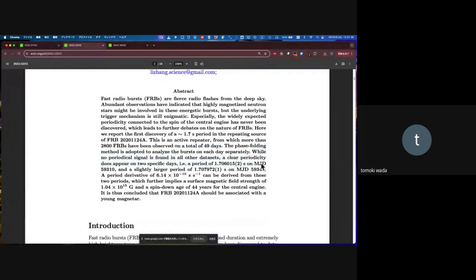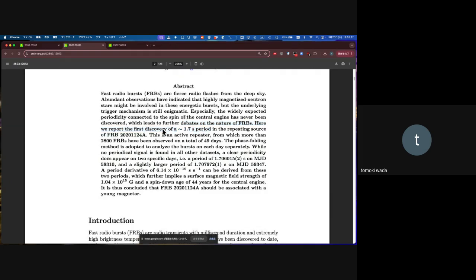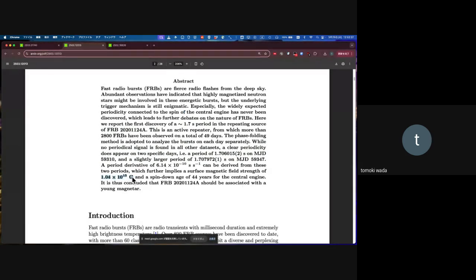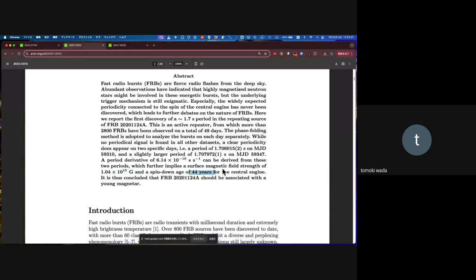Here the question is that in the observation for 49 days, they find this periodicity in just 2 days, and in other parts they cannot find any periodicity like this. This is a question for these detections. Using the observed period and period time derivative, they calculate spin-down luminosity and magnetic field. They find that the magnetic field is 10 to 15 Gauss and the age is 44 years. So this result is consistent with the young magnetar scenario for this FRB source.